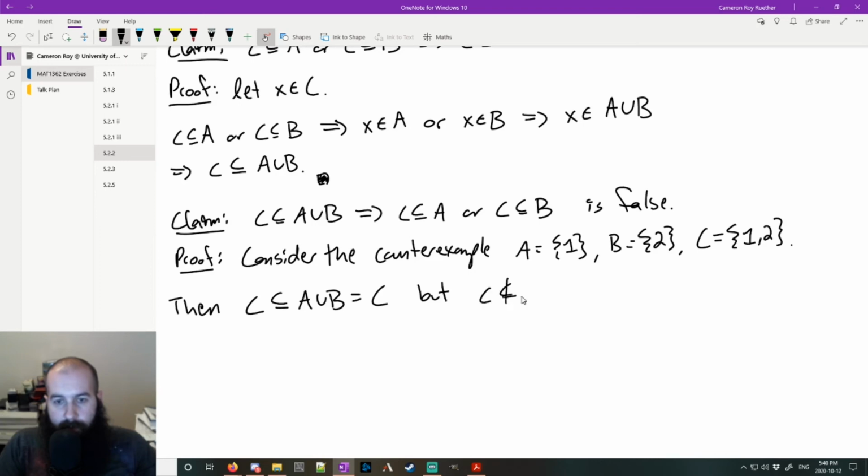C is not a subset of A, and C is not a subset of B, which means that the conclusion fails while the premise is satisfied. Therefore, this overall implication is false.